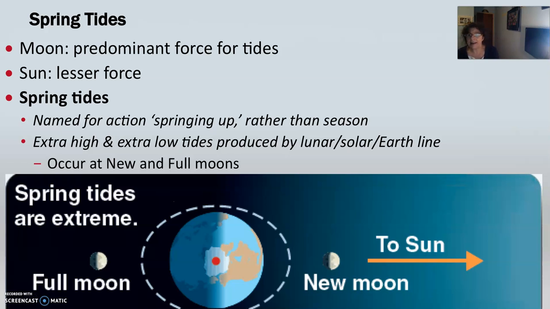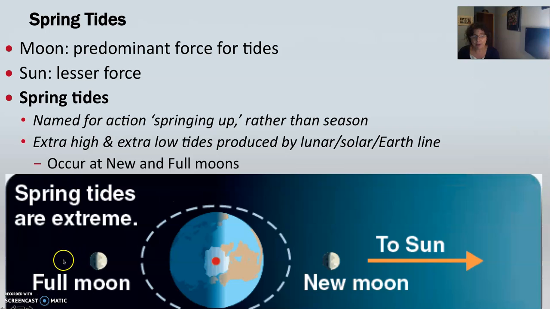In addition to that, you can have spring tides, which are extremely high tides and extremely low tides. They're named spring tides not because of the season, but because of the action of the tides springing up so dramatically. And it happens when there's not only a Moon-Earth line, but a Moon-Earth-Sun line. So when the Moon, the Earth, and the Sun are in a direct line, there's more gravitational pull. Again, the Moon is the predominant force for tides, but the Sun still has some pull to it.